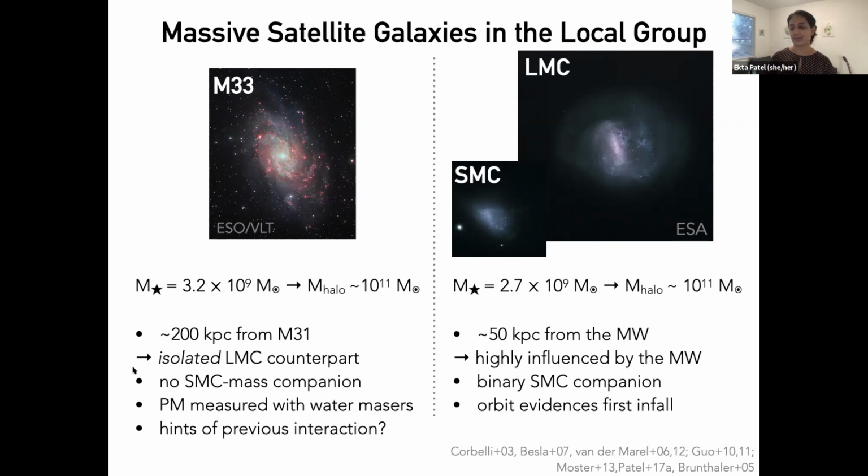So, as in the question that was just asked, it provides a cleaner system of a massive satellite galaxy orbiting around a more massive Milky Way-like galaxy, in which we can look at populations of satellites around this satellite. Proper motions for M33 were also measured in the early 2000s using slightly different techniques based on water masers. And related to that stellar debris I was showing in my previous slide, there have been hints of previous interactions through the morphology that we've discovered in the outskirts of M33's stellar and gaseous disk.